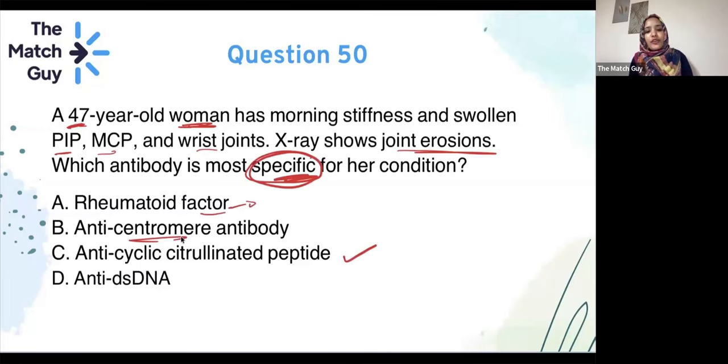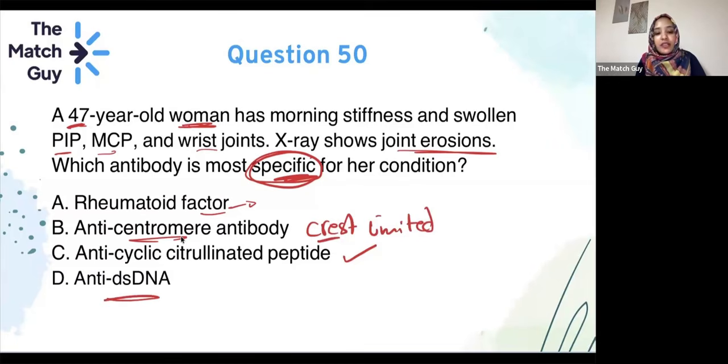What about anticentromere? What is this one targeting? Crest syndrome, very good, which is limited scleroderma. Okay, what about anti-double-stranded DNA? What is that one for? SLE, nicely done. Is this one specific or sensitive? No, it's not sensitive, you guys. This is specific. Alongside anti-double-stranded and anti-Smith, both of them are specific.